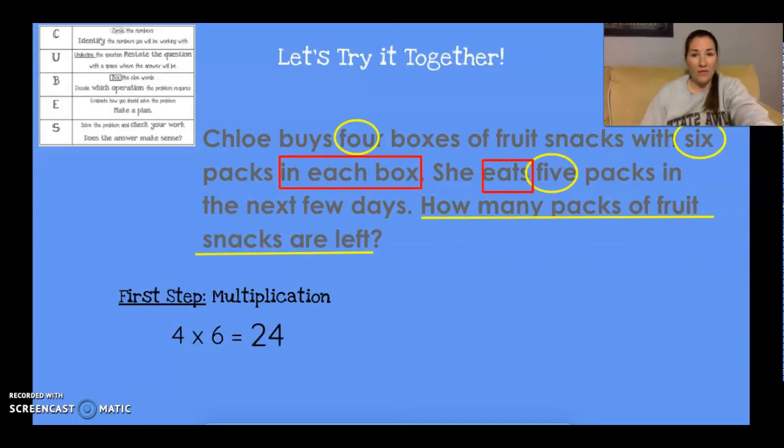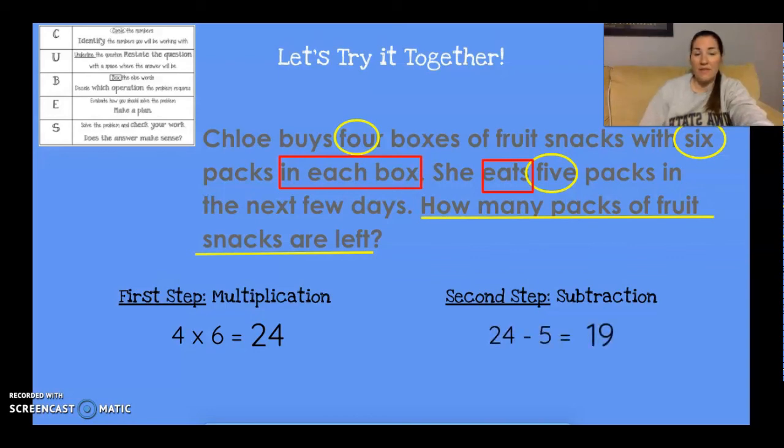Think about what you would do for the next step. You can pause if you need to. We'll be subtracting, right? Because she's eating 5 packs in the next 5 days. So not 5 boxes worth, but 5 packs of fruit snacks. So I'm going to take what I know, that she started with 24, and she's going to take 5 away that she ate. So 24 minus 5 is 19.